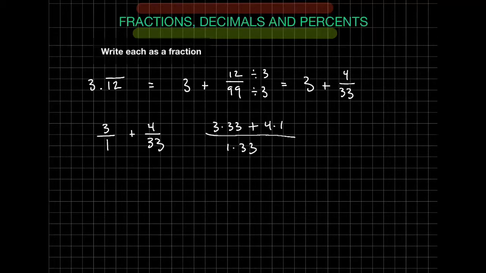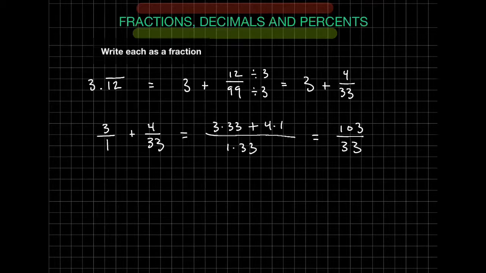Okay, so basically, I'm just saying 3 times 33, there's your 3 times 33, plus, that's our operation, plus 4 times 1. So that's our vertically and crosswise formula, our Vedic math. 3 times 33 plus 4 times 1. So 3 times 33 is 99. 99 plus 4 is 103. So 103 over 33.